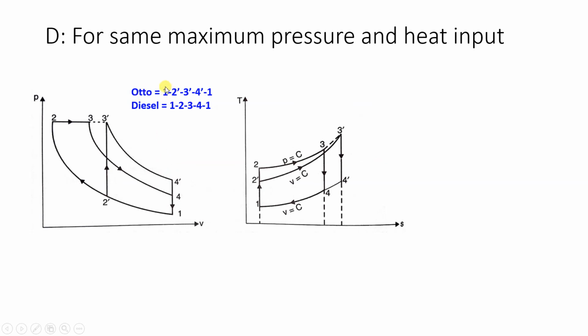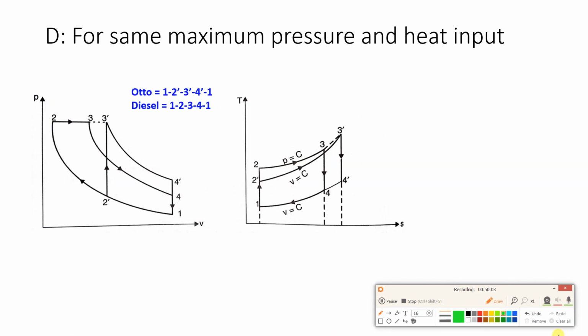And cycles I have declared over here. Otto cycle, it is given by this numbering 1, 2 dash, 3 dash, 4 dash, 1. This is Otto cycle, and diesel cycle is 1, 2, 3, 4, 1. So when you are writing the answer after drawing the PV and TS diagram based on the given condition, you have to define the cycles. So what are the numbering of the respective cycles, that you have to define besides PV and TS diagram. Okay, now we will again see this one by one.